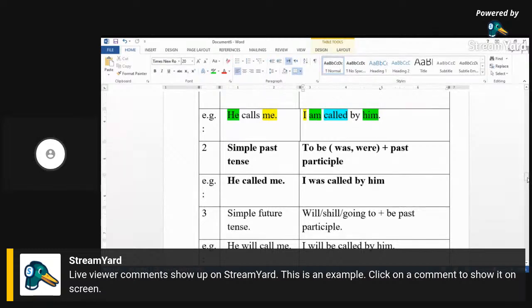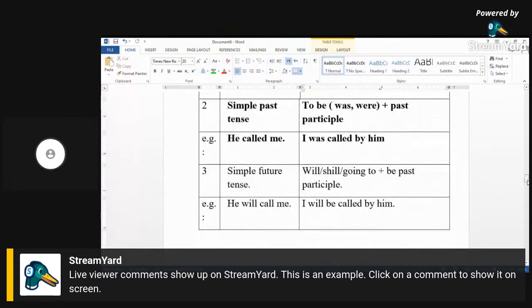So how can we change the simple past tense? This is the structure for the simple past tense. He called me. Whenever we would like to change a simple past tense into the passive voice, we change me to I. Then we add is, was, or were. So I is singular. In here we use was instead of is or am, because it is simple past tense. Then the third form of the verb, and him. I was called by him.